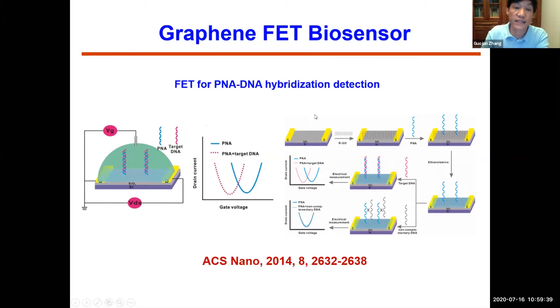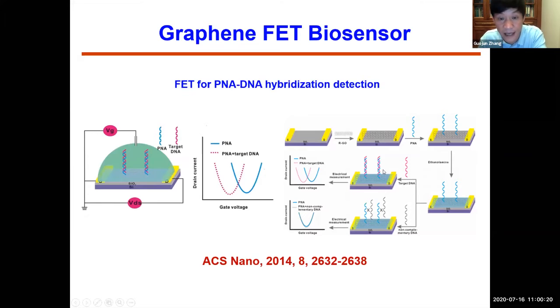This is the first example. We use the graphene FET biosensor for detection of DNA. In this work, we employ PNA as a probe. PNA is a DNA analog. As we know, DNA is negatively charged, while PNA has no charge; it's neutral. This means if we use PNA as a probe, after PNA-DNA hybridization the background signal can be minimized.